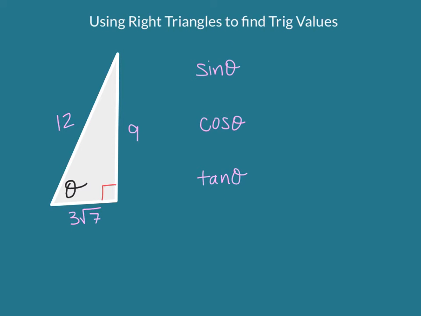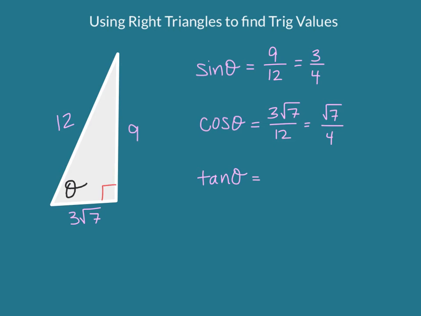So the sine of theta is the opposite divided by the hypotenuse. So it's going to be 9 divided by 12, which simplified is, when we divide both by 3, 3/4. The cosine of theta is the adjacent side divided by the hypotenuse. So that would be 3 root 7 over 12. The 3 and the 12 can both be divided by 3, so we don't need to write the 1 out in front. So it's root 7 over 4.